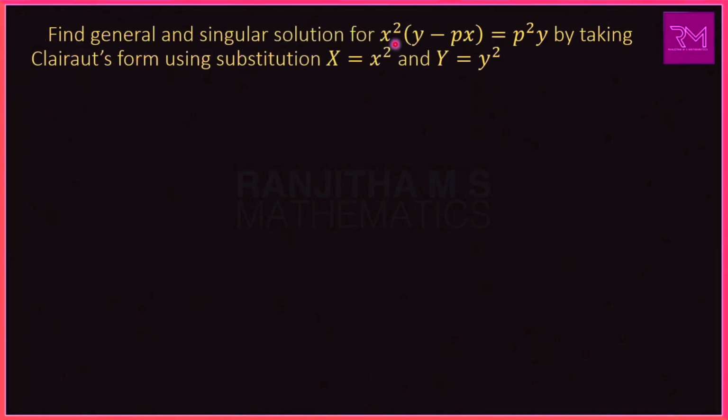Find the general and singular solution for x squared into (y minus px), which is equal to p squared y, by taking Clairaut's form using the substitution X is equal to x squared and Y is equal to y squared. Here this is another type of problem that is reducible to Clairaut's form of equation.